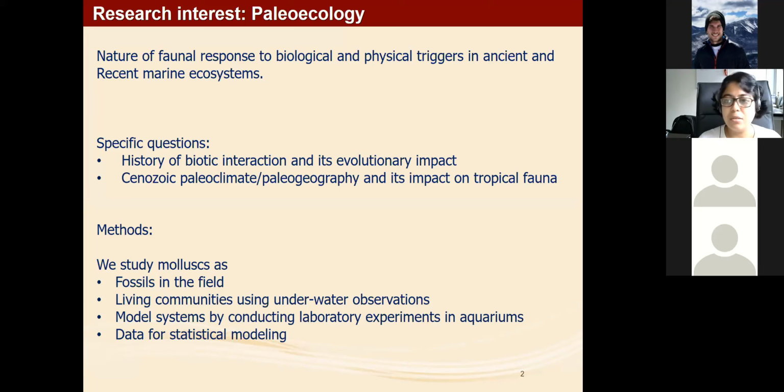And it's a broad theme. The primary focus, where I concentrate most of my time and energy, is to understand the history of biotic interaction and its evolutionary impact. The other question that I'm also interested in is the Cenozoic paleoclimate, paleogeography, and its impact on the tropical fauna. Now, we use different kinds of techniques, including fossils from the field, studying living communities using underwater observations, and the model system that we use to conduct lab experiments in the aquarium are primarily mollusks, and in certain cases, durophagous predators such as crabs. And finally, using all of these data together, we try to understand the natural system and how it changed over time using statistical analysis.